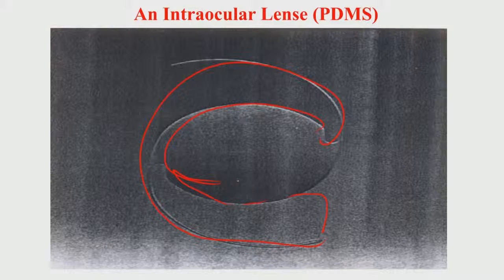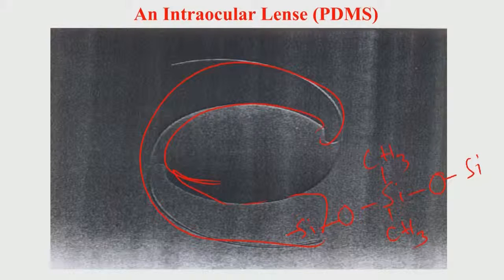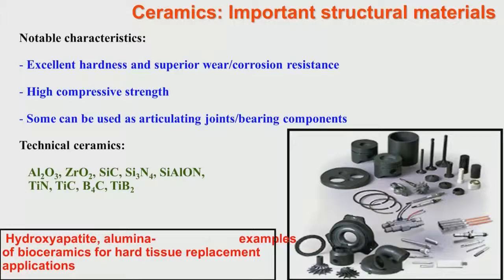So, it is known as an inorganic polymer because it does not have carbon hydrogen or carbon oxygen bonds. Instead, it has a silicon backbone. Polydimethyl siloxane: dimethyl means 2 methyl groups, and then again silicon is there. This polydimethyl siloxane has received a lot of attention for these intraocular lens applications.